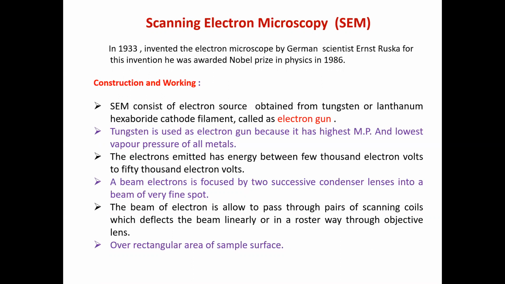Now, the tungsten is used in the electron gun because it has the highest melting point and lowest vapor pressure of all the metals.